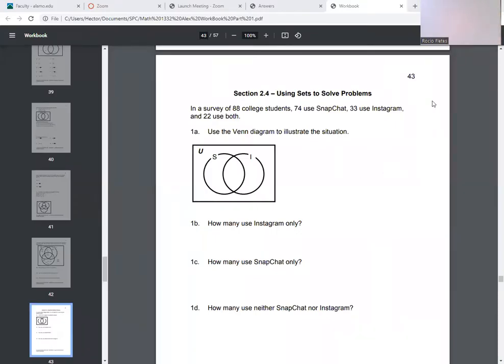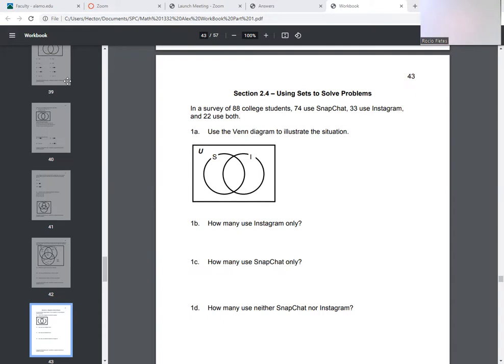Hello everyone, we are back with another video. This one is on section 2.4 on using sets to solve problems. And we are looking at the first question here.